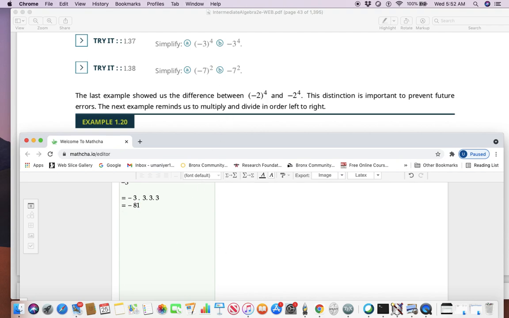Next. Parenthesis negative 7 power 2. This is parentheses times parentheses. Power 2 is closest to the parentheses, so parentheses repeats. What's inside is negative 7. So this is negative times negative, which is a positive. 7 times 7 is 49.